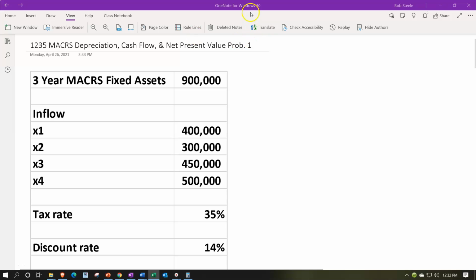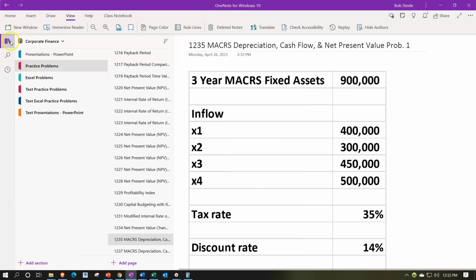Here we are in OneNote. If you have access to OneNote and would like to follow along, you're not required to, but if you would like to, we're in the icon on the left-hand side, in the practice problems, down in the 1235 MACRS Depreciation cash flow and net present value Prob 1 tab.